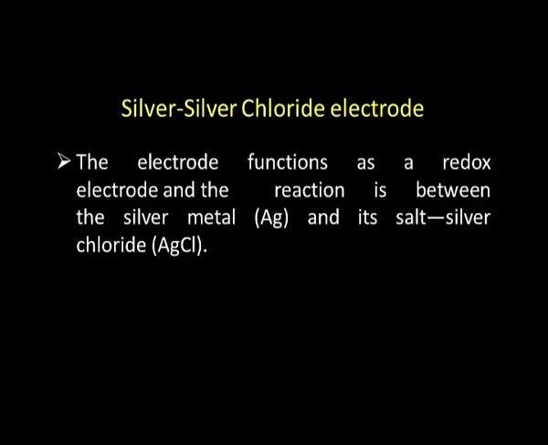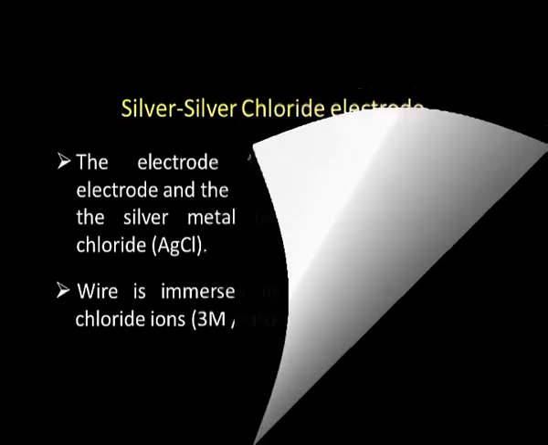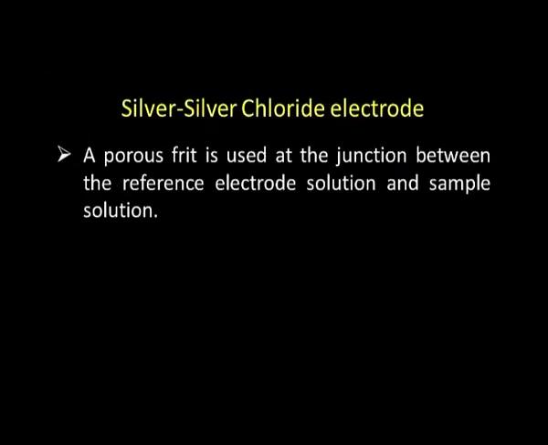Now, let us discuss in a little bit more detail the silver chloride electrode. The electrode functions as a redox electrode, and the reaction is between the silver metal and its salt silver chloride. The wire is immersed in a solution containing chloride ion, which may be 3 molar NaCl, 3 molar KCl, or saturated NaCl or saturated KCl. A porous frit, as I have shown you, is used at the junction between the reference electrode solution and the sample solution.